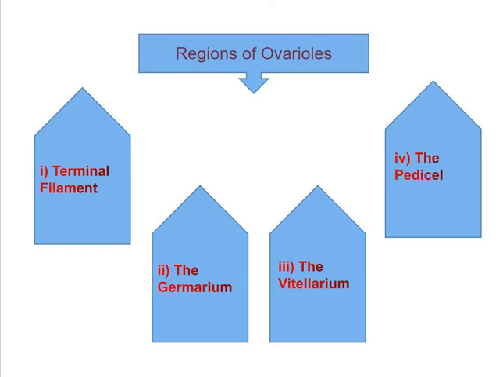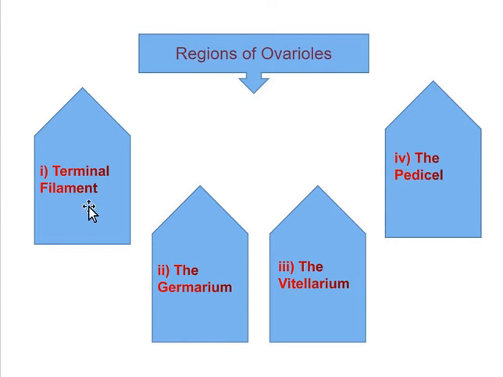developed forming the calyx. Now, the regions of the ovarioles represent the parts such as the terminal filament, the germarium, then the vitellarium as well as the pedicel. So, we can see all the parts one by one.